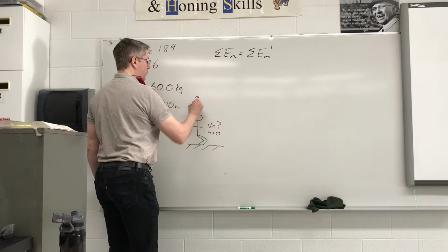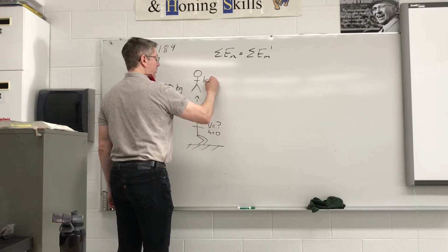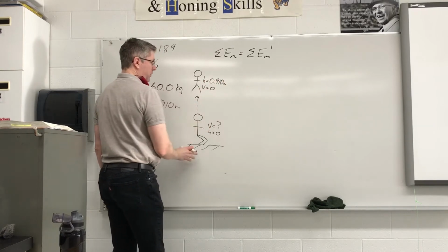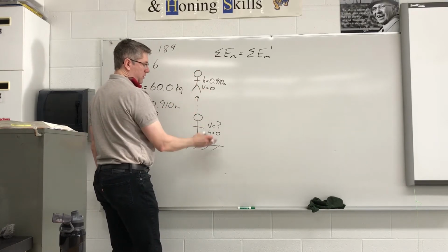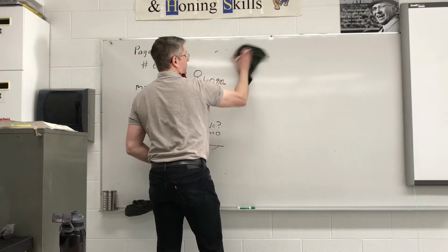That athlete is going to jump up into the air. At this point, they're going to have a height of 0.910 meters, and their velocity will be 0. They're going to jump up, come to a halt, and that's what we're going to use to figure out their velocity at the start. Just going to move this over, make it a little neater.